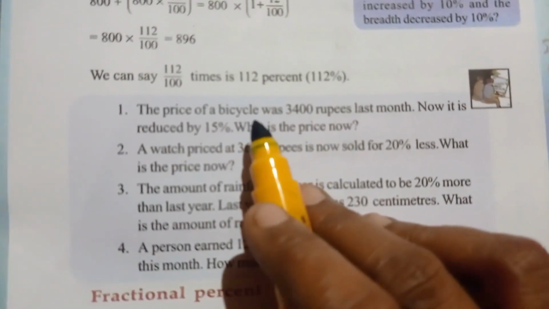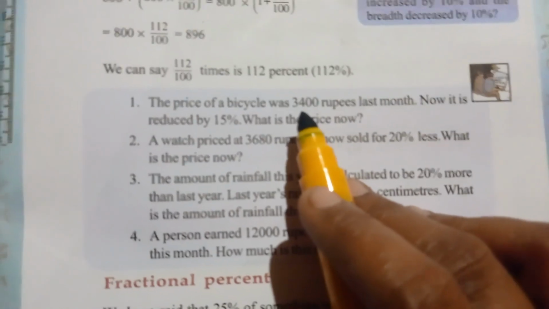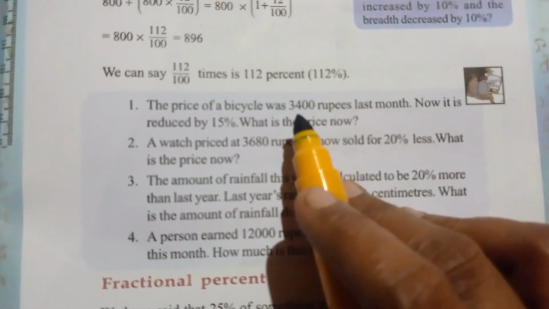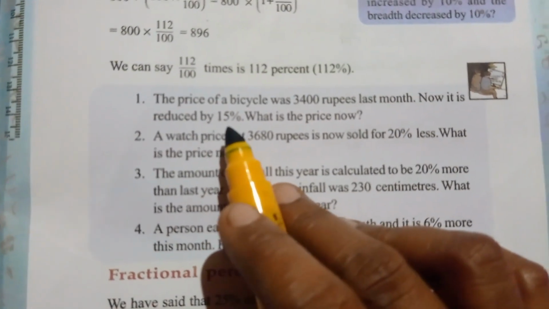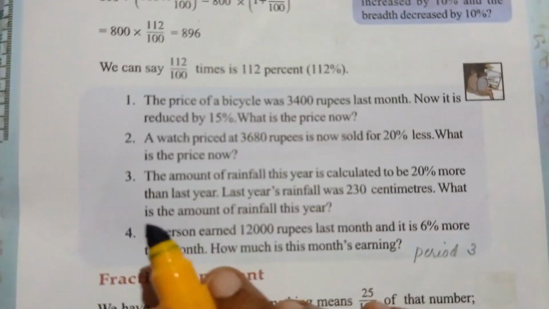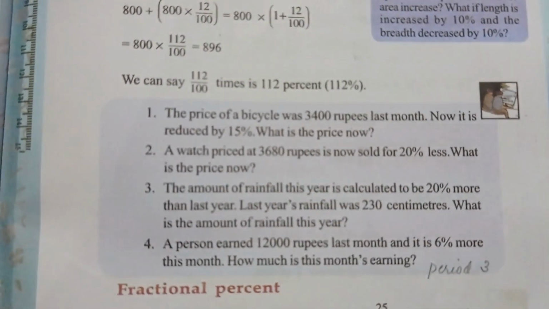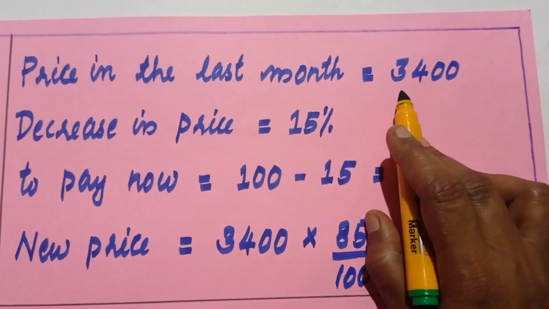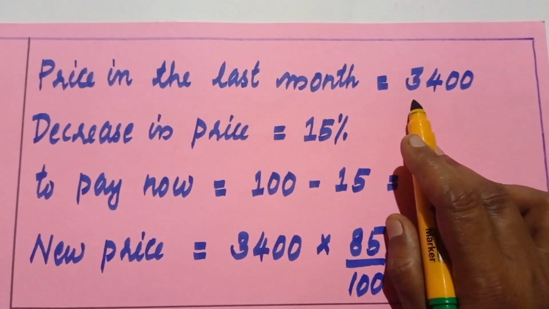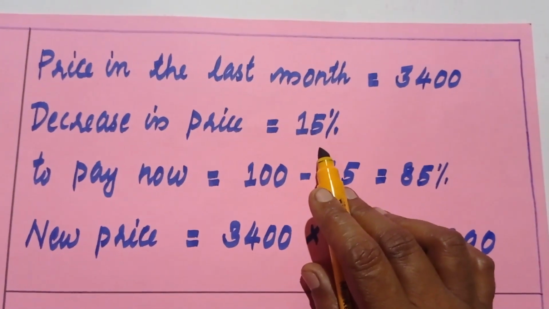Here the price of the bicycle in the last month was 3,400. Now in this month the price is reduced by 15%. What is the new price of the bicycle? Price in the last month is 3,400 rupees. Decrease in price is 15%.